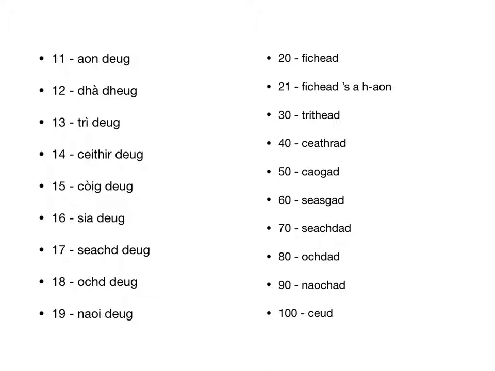So if you want to say 33, you go trichead 's a trì, ceathrad 's a ceithir, caogad 's a còig, seasgad 's a sia, seachdad 's a seachd, ochdad 's a h-ochd, naochad 's a naoi. Ceud 's a h-aon, ceud 's a fichead, ceud fichead 's a dhà, 122. We'll cover more of these as we go through the course, but at the moment, that's them there.